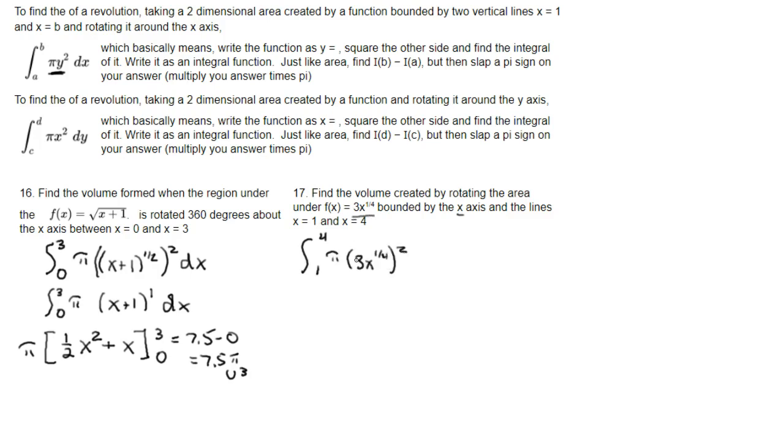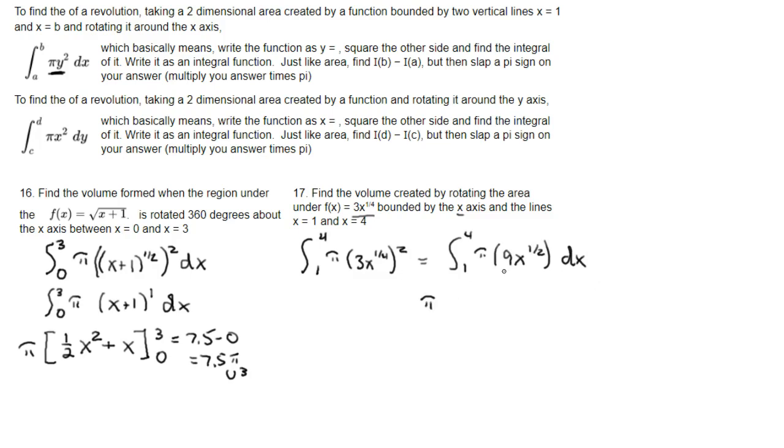Now for this next one, I've got f of x is equal to 3x to the 1/4. Now remember, it's already set to y equals, so I'm going to use this rule. But remember, I've got to square it. So in this case, I've got to square both the 3 and I've got to square x to the 1/4. So that's going to end up looking like this.